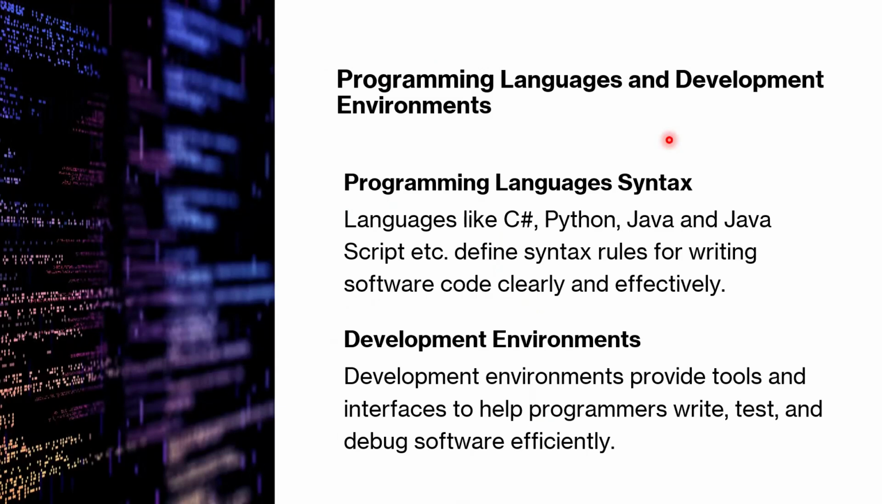There are a number of programming languages available like C Sharp, Python, Java, and JavaScript, etc. Programming languages define syntax rules for writing software code clearly and effectively. Development environment. A development environment provides tools and interfaces to help programmers write, test, and debug software efficiently.